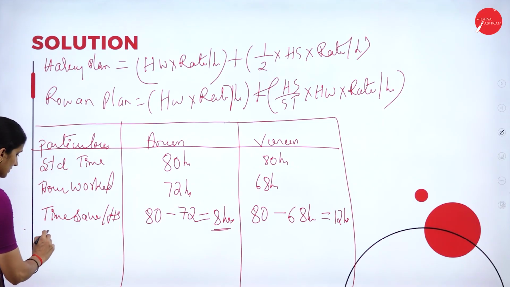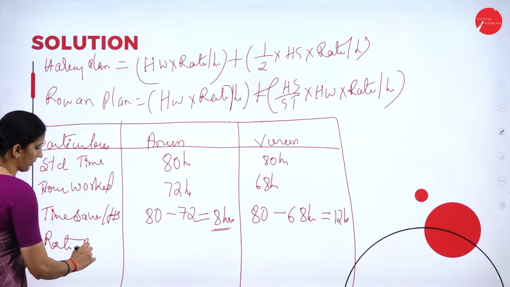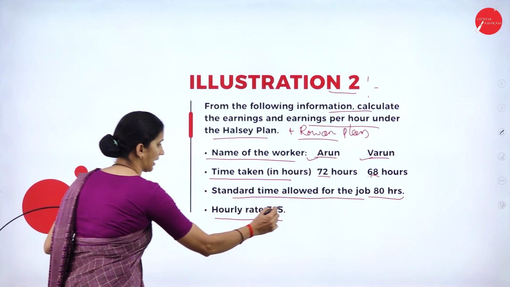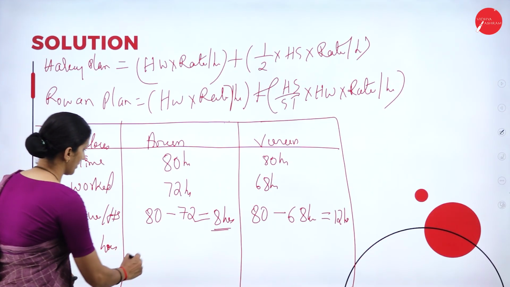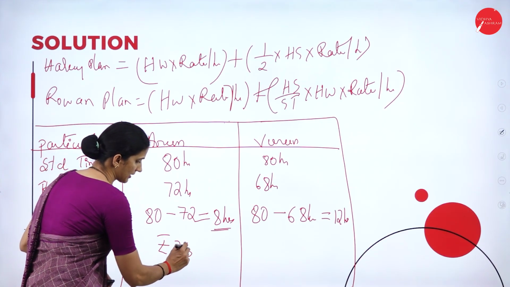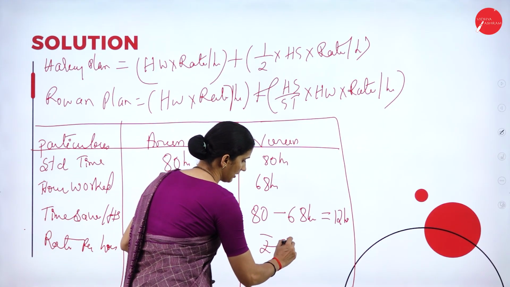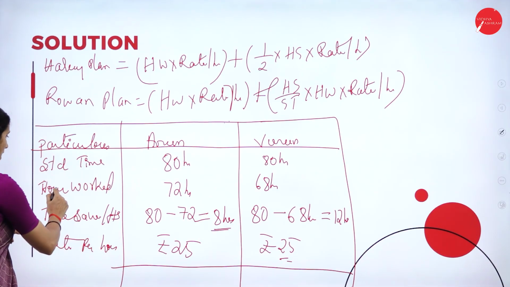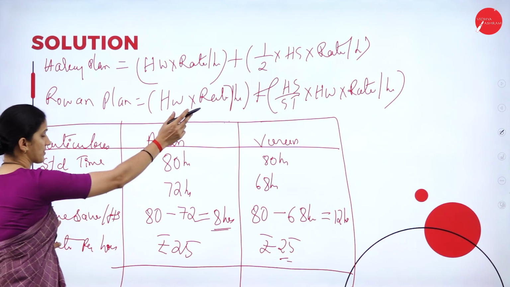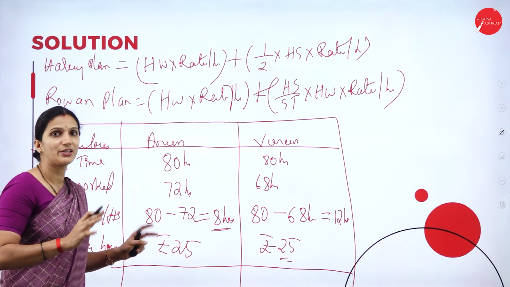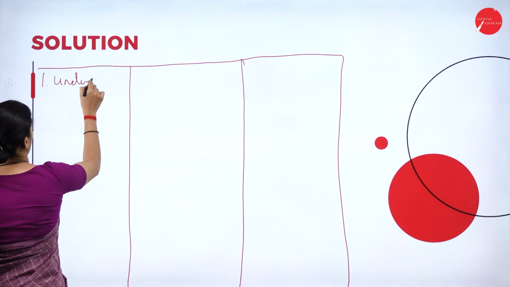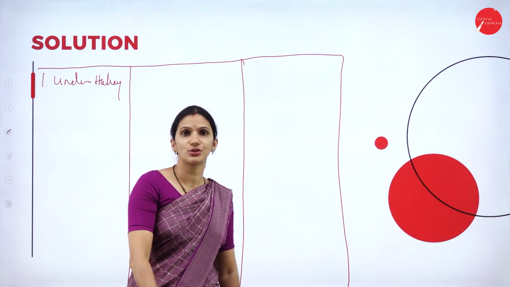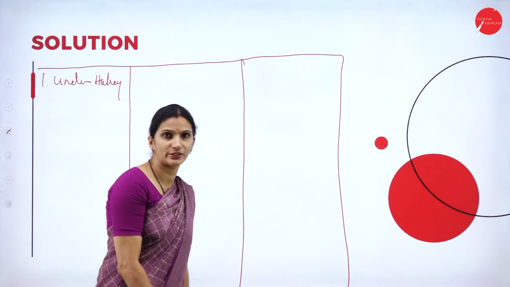Then we need the rate per hour, right. See in your question, hourly rate is 25. So here the rate per hour for both the workers is 25. That we will write here, 25. See, you got all the information now, right. You have hours worked, you have time saved, and you have the rate. Now simply you will apply it in the formula. See, in the beginning only you have written the formula. So here again you need not write the formula, you will directly apply all the values here.